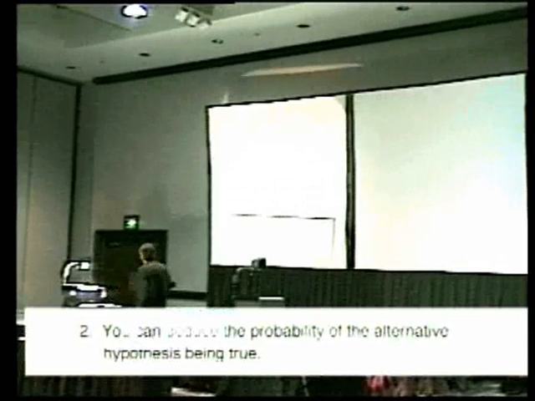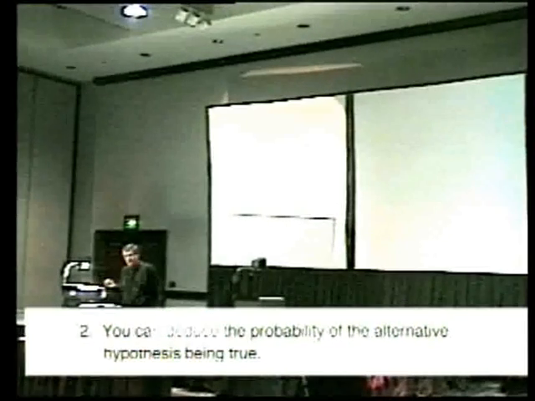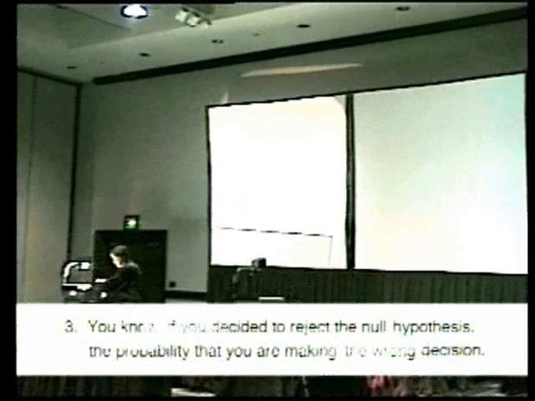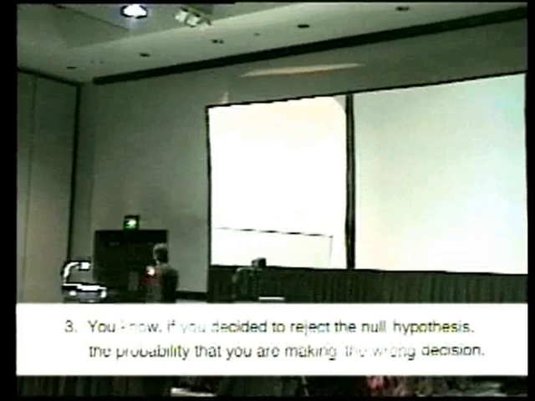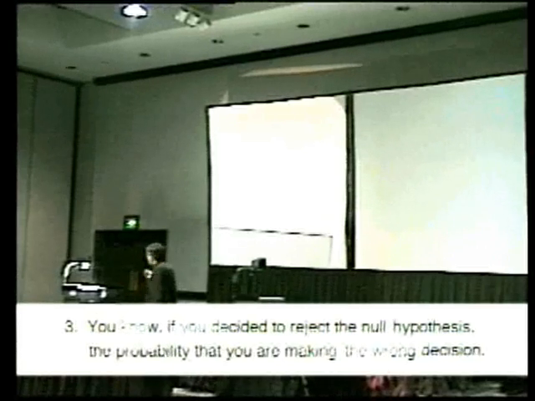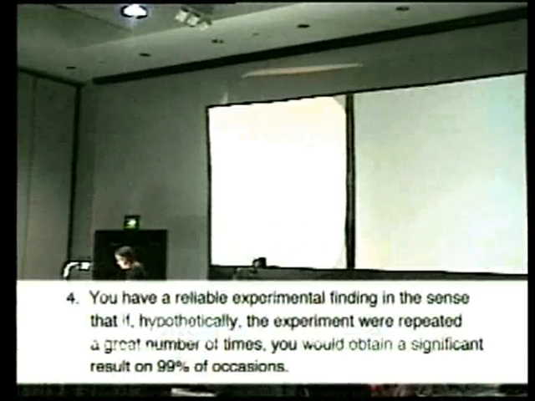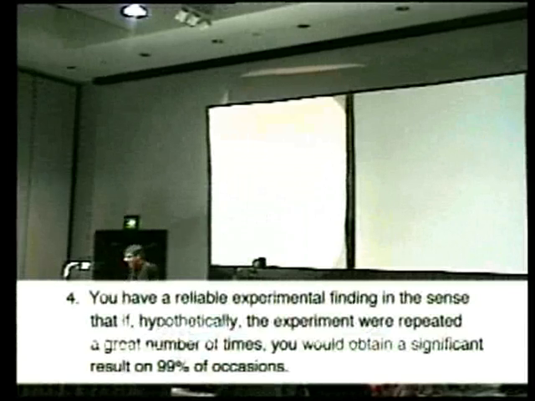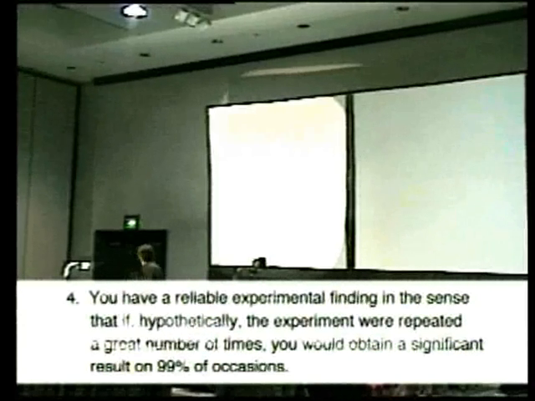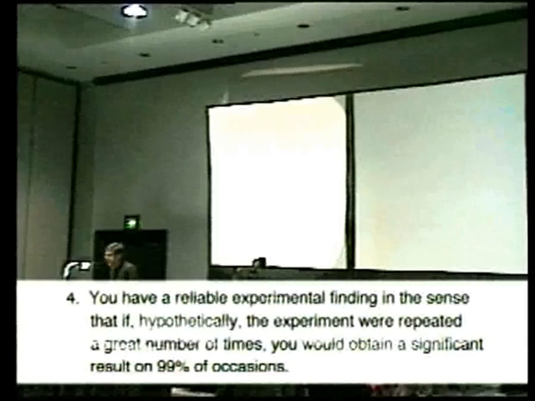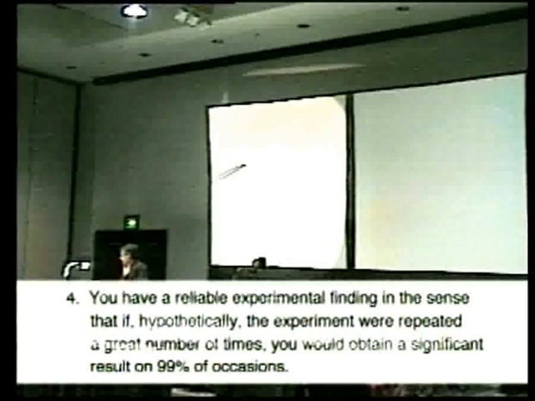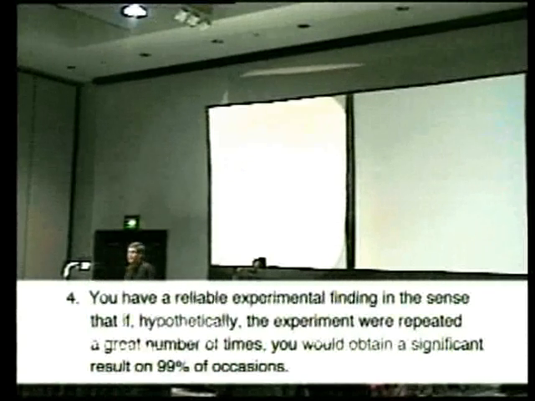Second question: you can deduce the probability of the alternative hypothesis being true. Straightforward so far. Third question: if you decided to reject the null hypothesis, you know the probability that you're making a wrong decision. And fourth question: you have a reliable experimental finding in the sense that, if hypothetically the experiment were repeated a great number of times, you would obtain a significant result on 99% of occasions. We can assume for the purposes of this quiz that the significance level decided on in advance was 0.01.